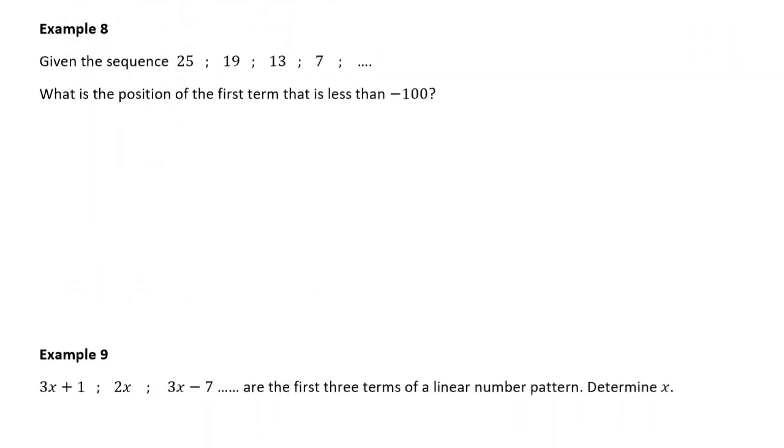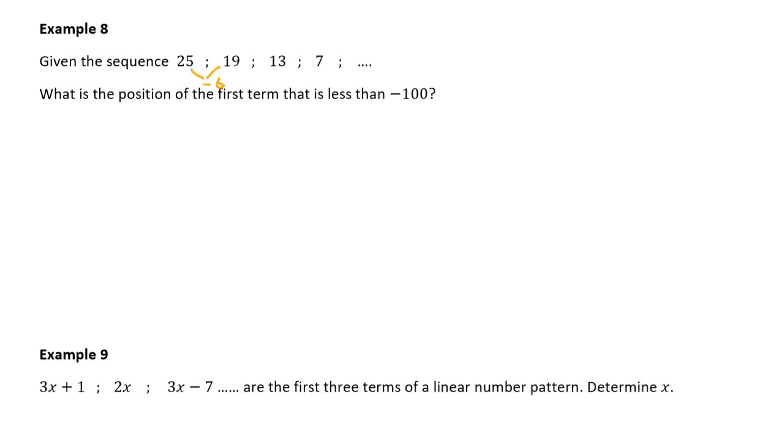Right, let's look at 2 more. Given the sequence 25, 19, 13, 7, what is the position of the first term that is less than minus 100? Now, the beauty of a question like this is, if you didn't know how to do it, couldn't I just keep on writing out terms until I got below minus 100? And absolutely, as long as you show your working, you can do that. Let's try and use a formula.